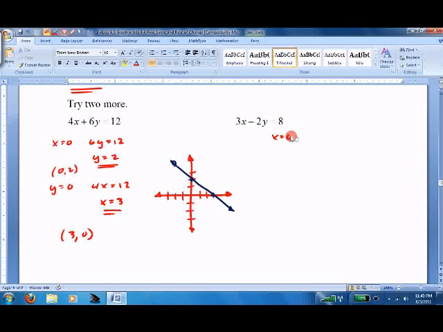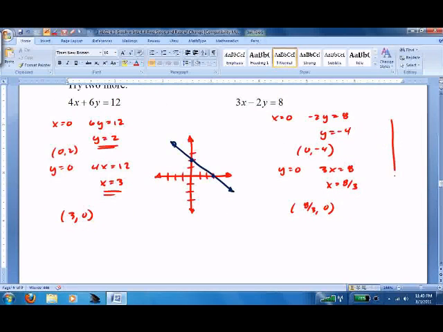Let's try it again. X equals 0, we get negative 2y equals 8. Y equals negative 4. (0, -4). Y equals 0, we get 3x equals 8. X equals 8 over 3. (8/3, 0). Haven't left myself much room for my graph, so I'll have to sneak it in out here. Find our 2 points. In this case, we have (0, -4) about here. And 8/3 is 2 and 2/3, so about there, comma 0. Connect the dots. Nothing even remotely resembling a straight line came out on that one. And much better.